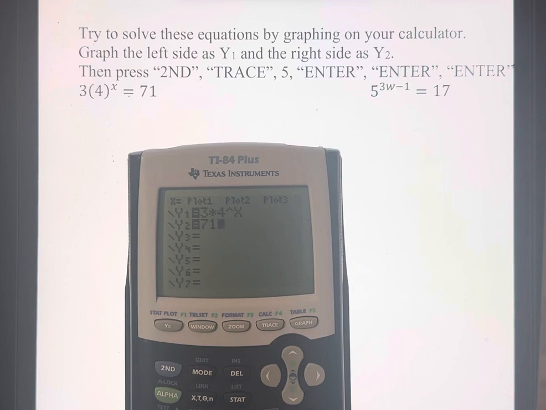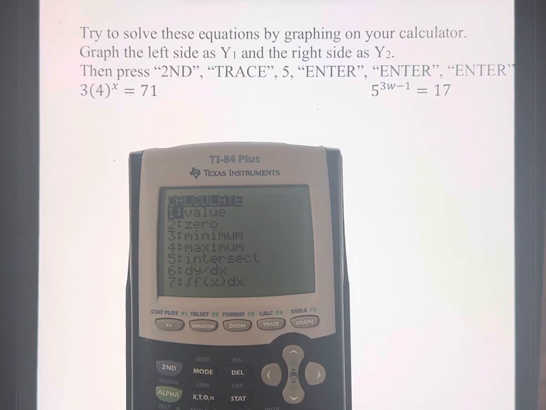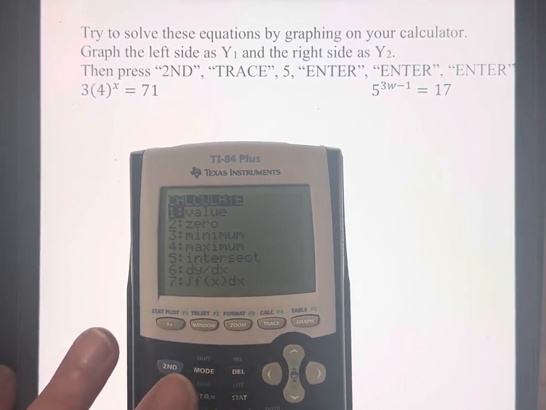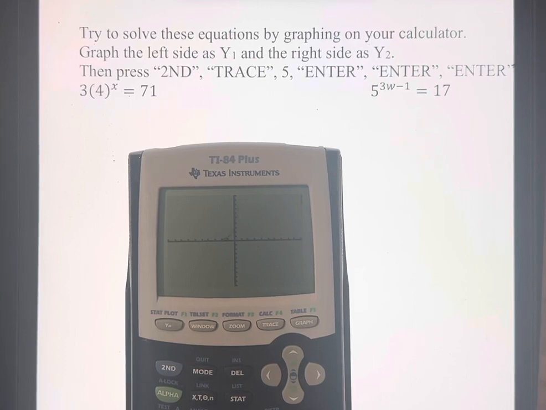Next, I follow the steps. I press the second button and trace to go to the calculate menu, and I press 5 for intersect. Now I need to wait for the calculator to finish thinking. You can see that line up there on the right indicating that the calculator is still thinking. It doesn't actually matter if the graphs show up on the screen or not.